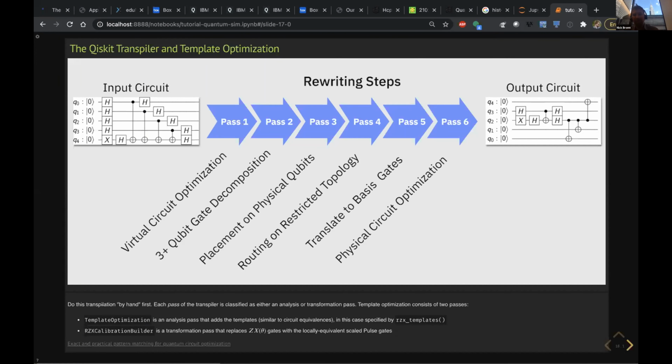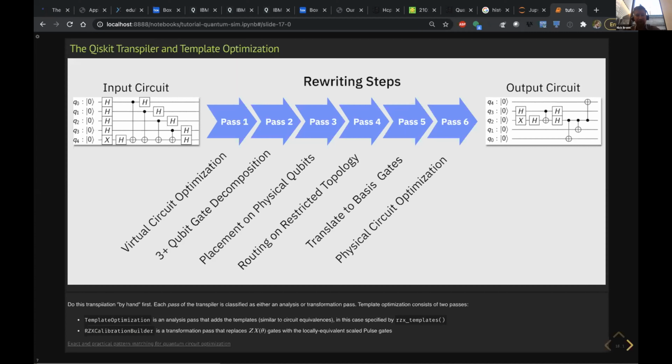Because you always have to be concerned about errors, and I'll show you that a little bit more specifically later, you want to be able to essentially transpile your circuit into something that has the most chance of success running on the quantum hardware you have. So this template optimization is a pass that has been added into the Qiskit transpiler. This is kind of in addition. It's a little extracurricular from what usually happens.